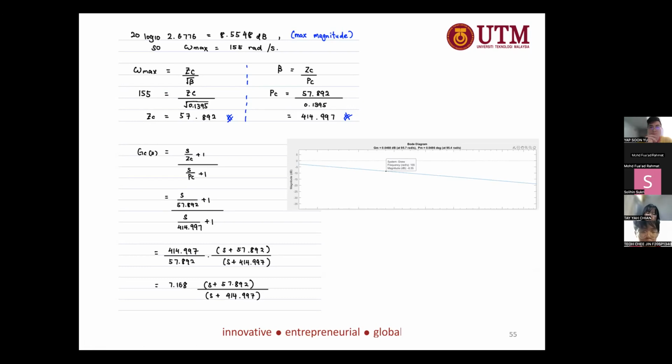So we can substitute the values of ZC and PC into the general equation of GC in the form of a transfer function. And this is it. Stop. What is the gain value for your lead compensator?